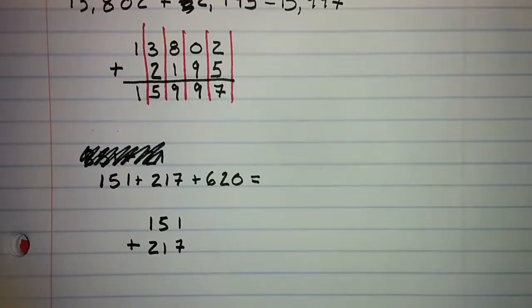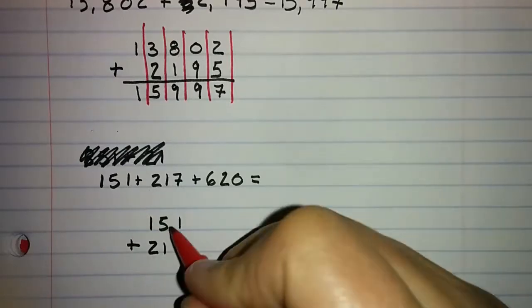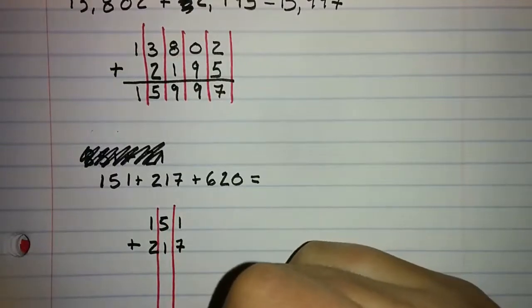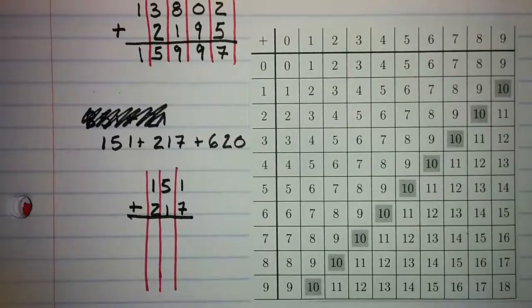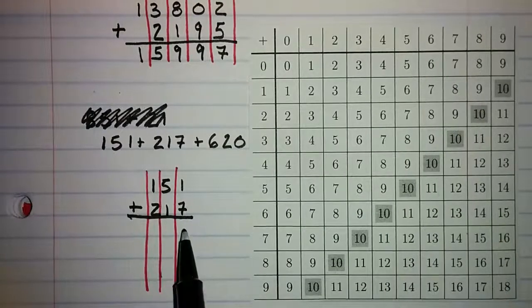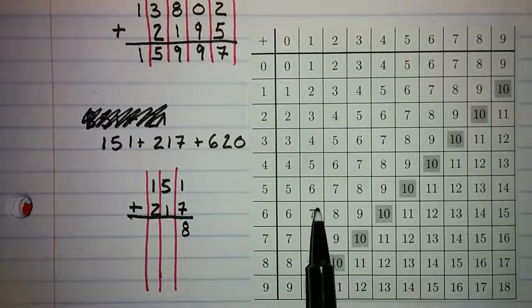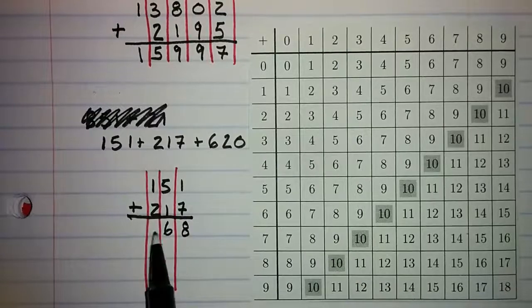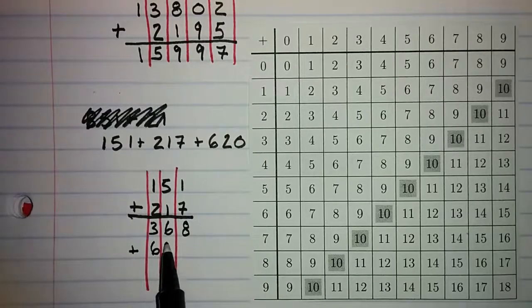But I can add 151 plus 217, again noticing that the corresponding place values line up. I'm going to stop laying the cards over the addition table for the moment. I hope that you can still follow along. 1 plus 7 is 8. 5 plus 1 is 6. 1 plus 2 is 3. All right, and now because this is a machine and not a sentence, we can just add the 620 in.